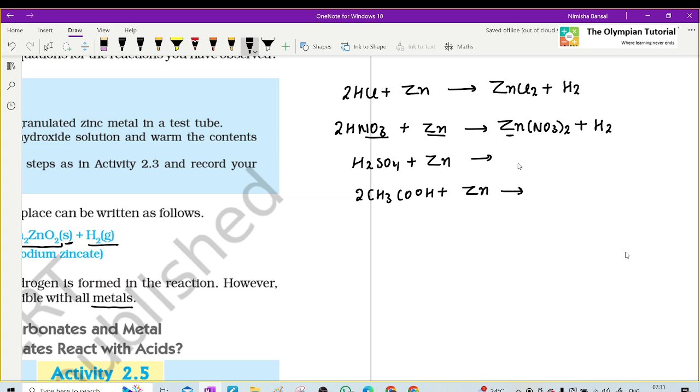Next, zinc sulfate plus hydrogen gas. Next, (CH3COO)2Zn, its name is zinc acetate, plus hydrogen gas. Written? Just a second. Okay, okay.